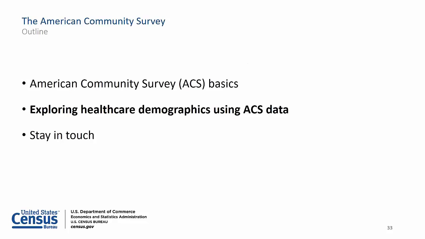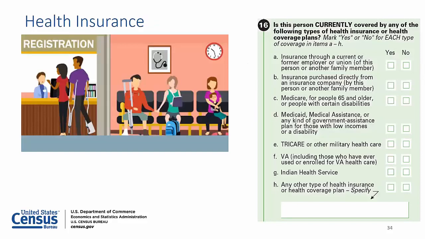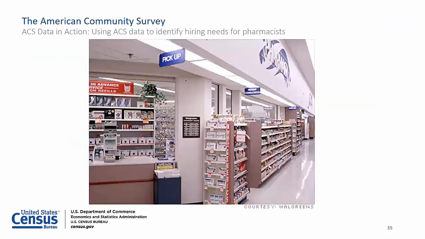So now that we've started with the logistics of the survey, we'll take a look at how we can apply these data to healthcare planning. As you can see on the screen, health insurance is asked on the American Community Survey, asking if the person is currently covered by any of the following types of health insurance or health coverage plans. Options available are insurance through a current or former employer or union, purchased directly from an insurance company, Medicare, Medicaid, TRICARE, VA, Indian Health Service, or, if other, it will ask the respondent to specify.